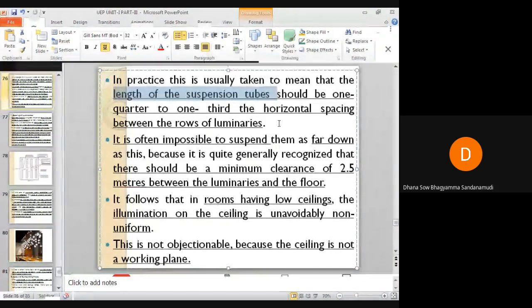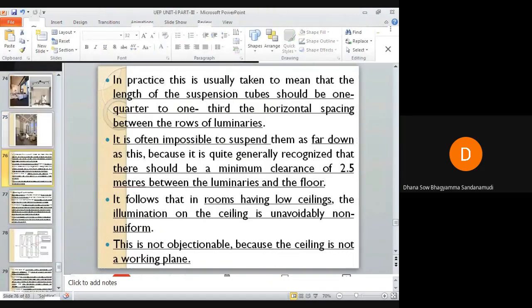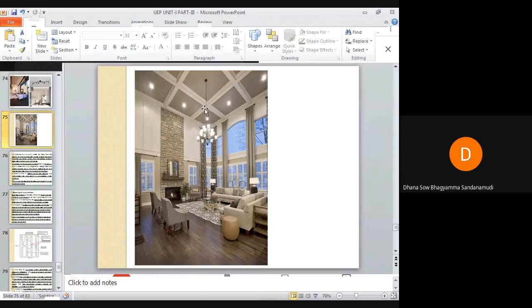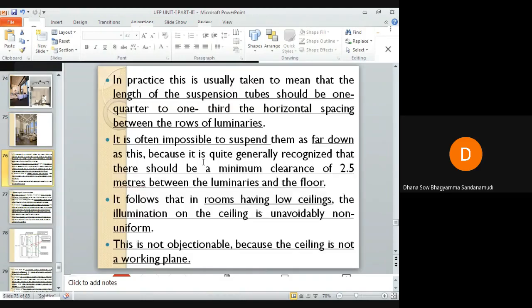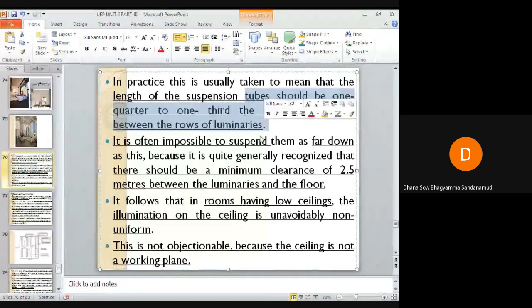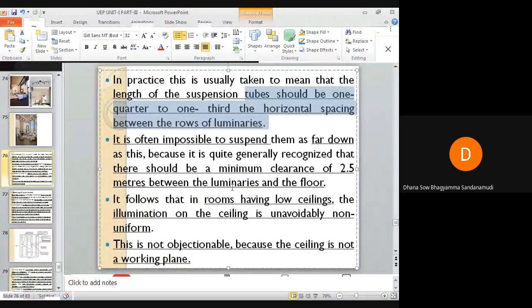The calculation is about the suspension tube. This tube here, this rod type structure above these lamps, is the suspension tube. The suspension tube should be 1/4 to 1/3 of the horizontal spacing between the rows of luminaries. That care is taken while fixing luminaries for indirect and semi-indirect lighting.